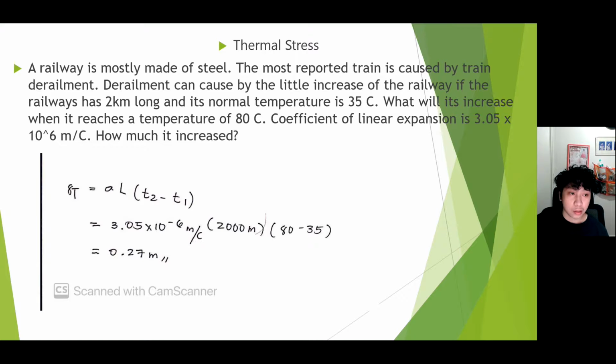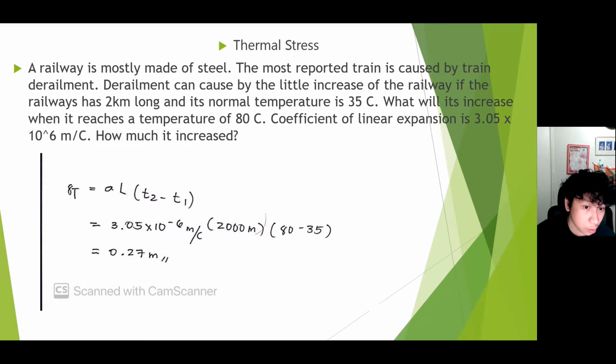So in thermal stress, a railway is mostly made of steel. The most reported train accident is caused by a train derailment. Derailment can be caused by a little increase in the length of the railway. If the railway is 2 km long and its normal temperature is 35 Celsius, what will its increase be when it reaches a temperature of 80 C? Coefficient of linear expansion is 3.052 times 10 raised to negative 6 m over C. How much did it increase?